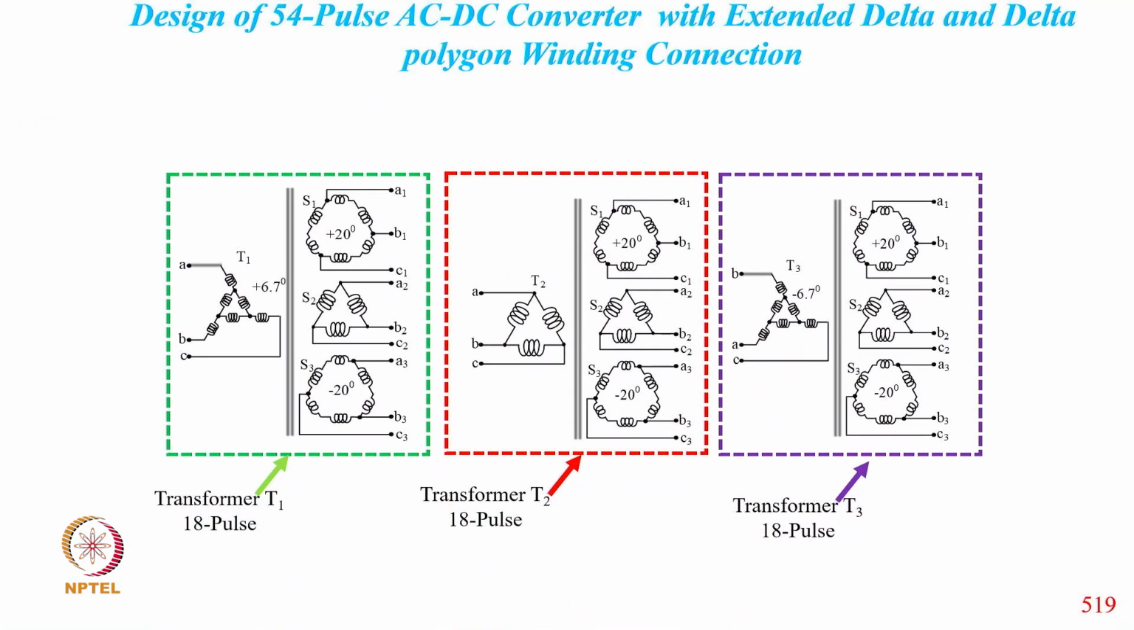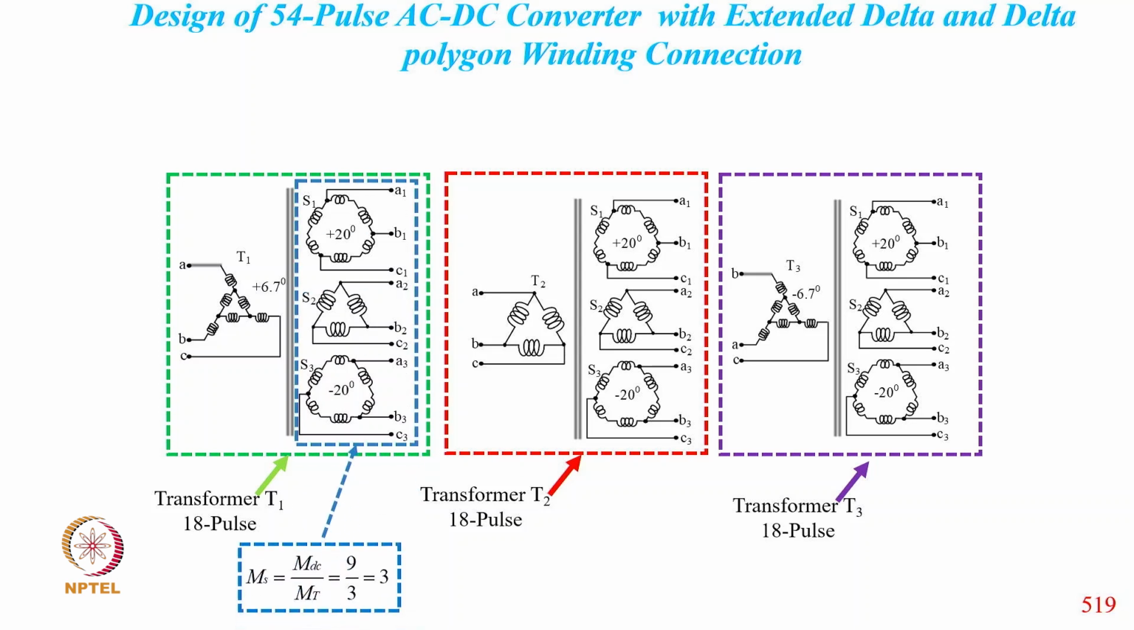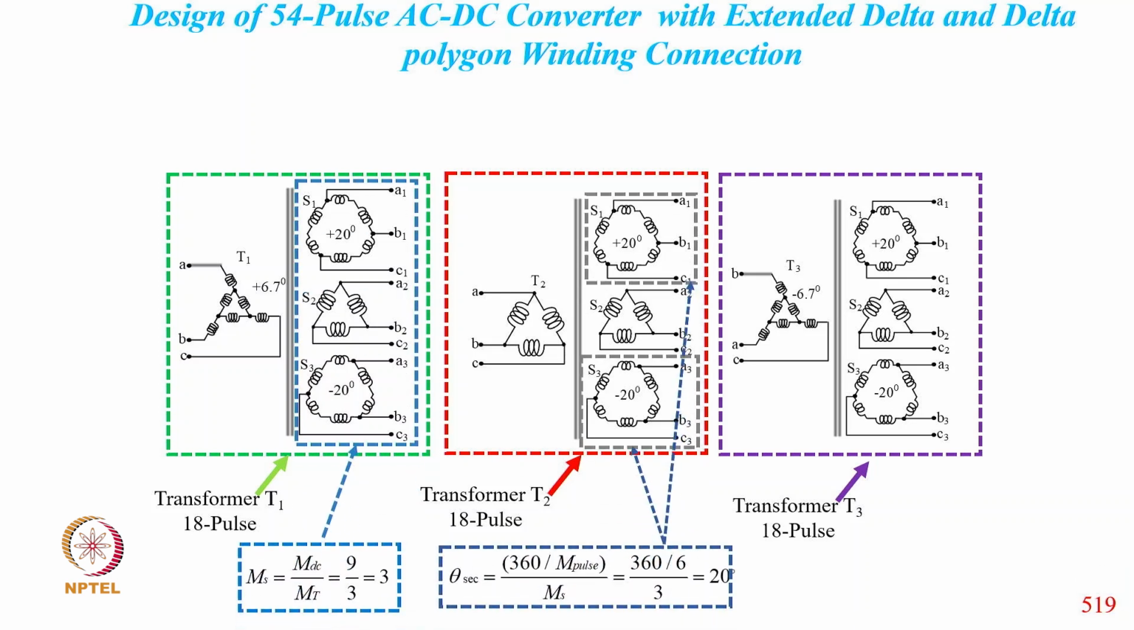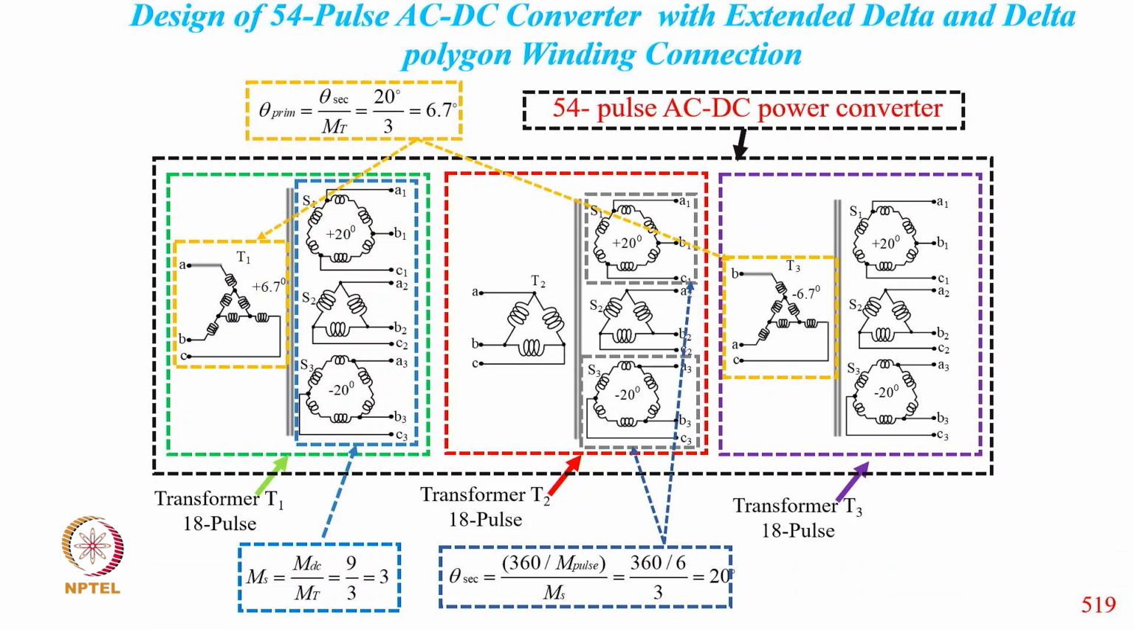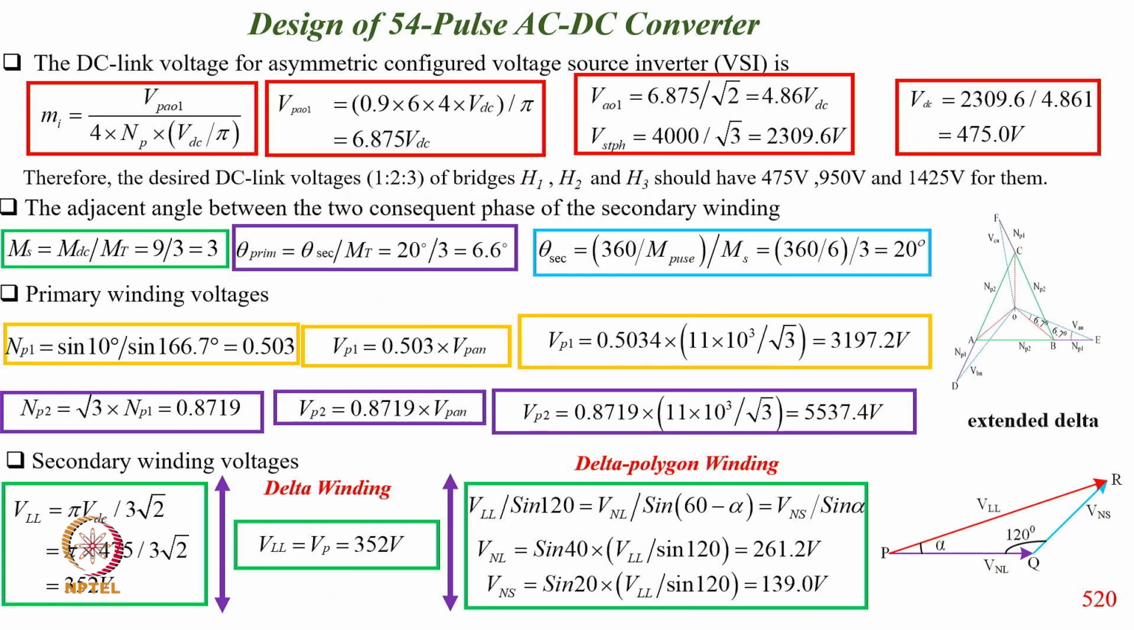So coming to the design of the 54 pulse converter, you can see how it is. The 3 transformers of 18 pulse are equivalent, giving finally with the phase shift of the primary a 54 pulse design, like 3 transformers. This corresponds to how the different angles are calculated, and the angle between them comes to be equivalent to the 54 pulse converter design.